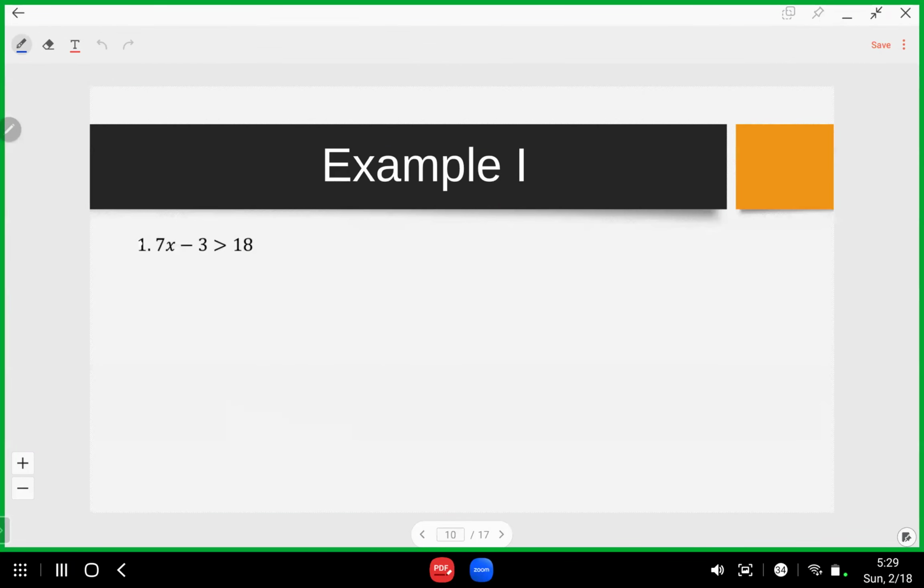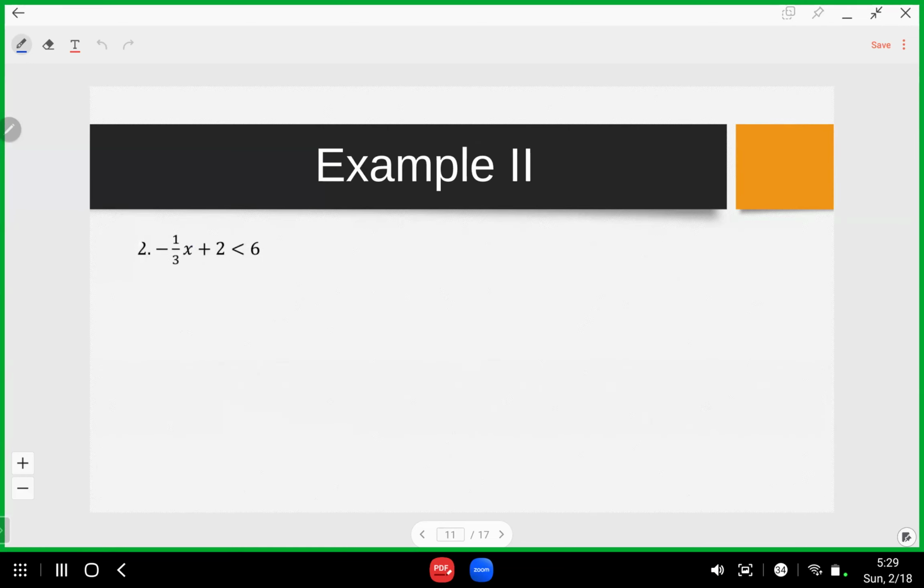So this one, very easy example. We're just going to use our inverse operations and do it very easily. You move this 3 to the other side, 7x is greater than 21, and x is now greater than 3. So it is very easy like that.